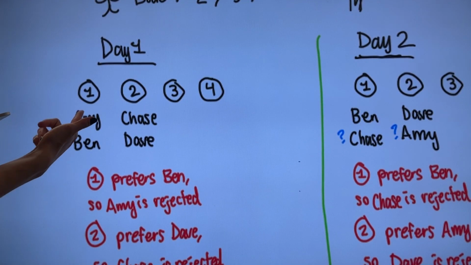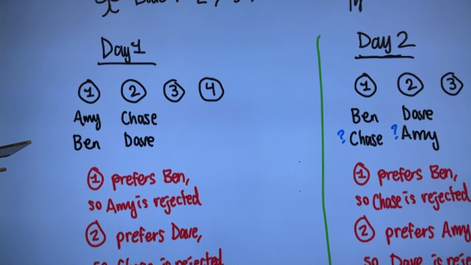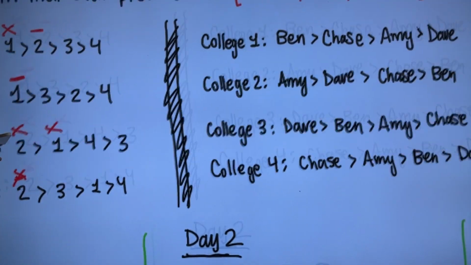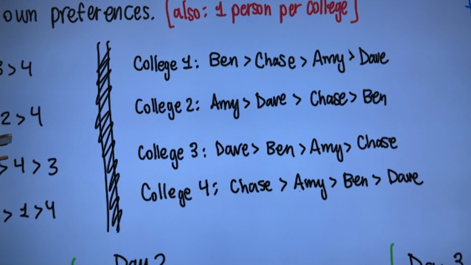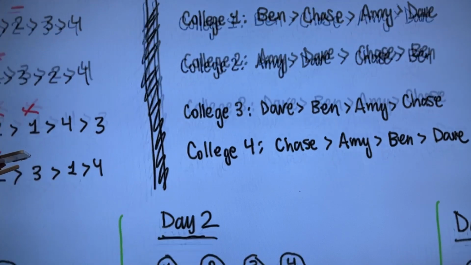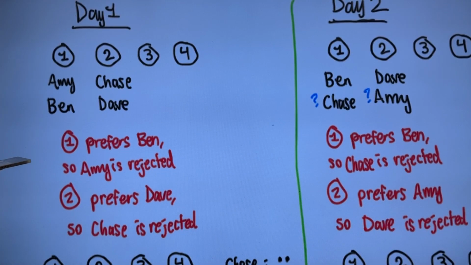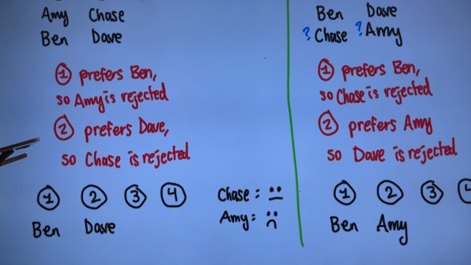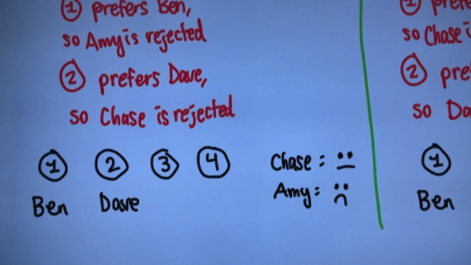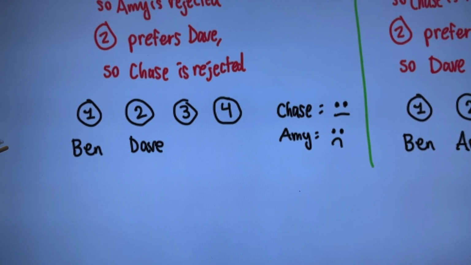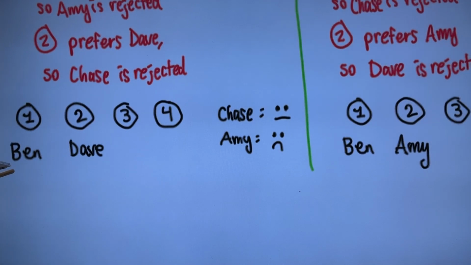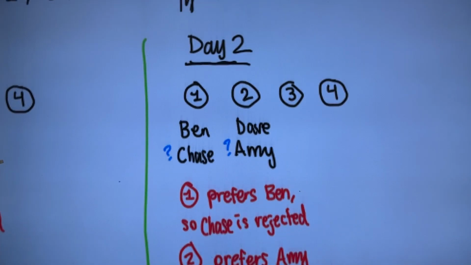Now what about college 2, Chase and Dave? Also a little competition. What is college 2's preference? Well, it looks like Dave is preferred more than Chase for college 2. Okay? So what does that mean? Chase is going to get rejected. So at the end of day 1, we have Ben in college 1 and Dave in college 2. Meanwhile, Chase is a little frustrated, a little confused. Amy might be sad. It's okay. We move on to another day.